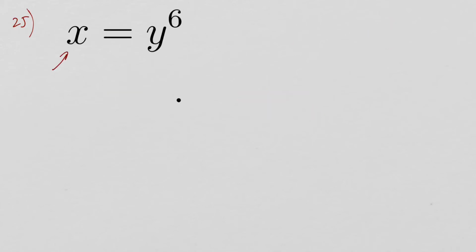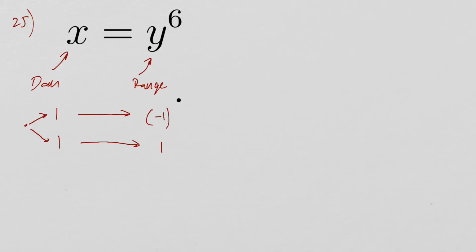Okay, so this is our domain value. This is our range value. If I plugged in a -1 for y, I would get a +1 out here. If I plugged in a +1 for y, I would get a +1 here. This tells me that a single domain value will produce two different range values. So this is not a function.